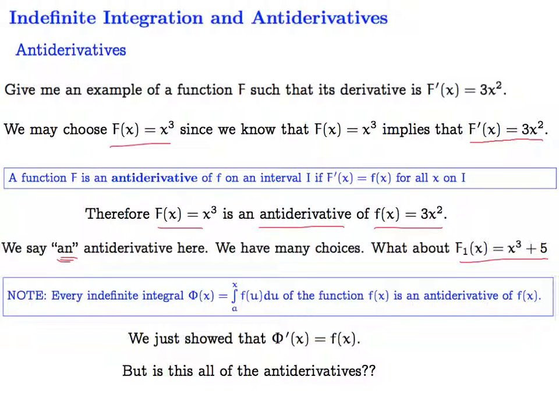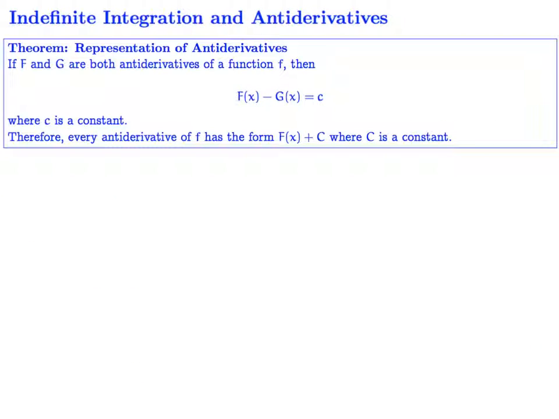But our very natural question to ask at this point is, is this all of the antiderivatives? Are there other ways to find them? Or are we always just going to have to guess at them? Or is this indefinite integral the way to go? How do we go about finding them all? So what we have here is a theorem that tells us how antiderivatives can look. We say if F and G are both antiderivatives of a function, then if you subtract them, you're going to get a constant. Therefore, every antiderivative of f has the form F of x plus c, where c is a constant.